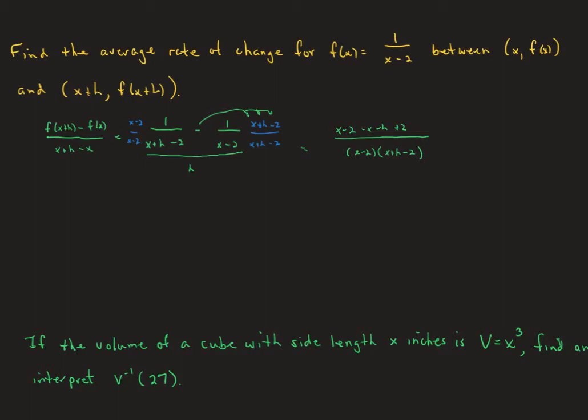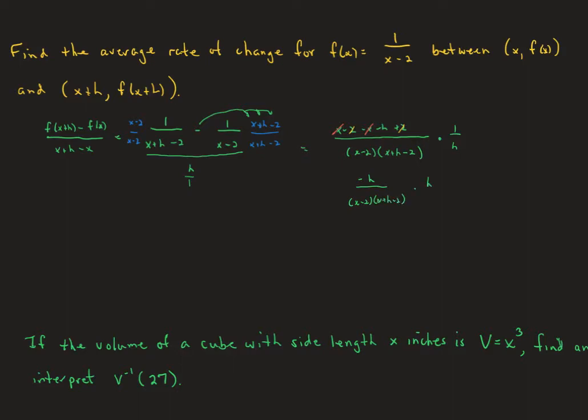And now this is all being divided by h, which I'm going to write as times 1 over h. Okay, let's see what happens now. Hopefully everything that doesn't have an h in it is going to cancel. And so that x and that minus x will cancel. That negative 2 and that positive 2 will cancel. Then we've got this now negative h over the x minus 2 times x plus h minus 2.